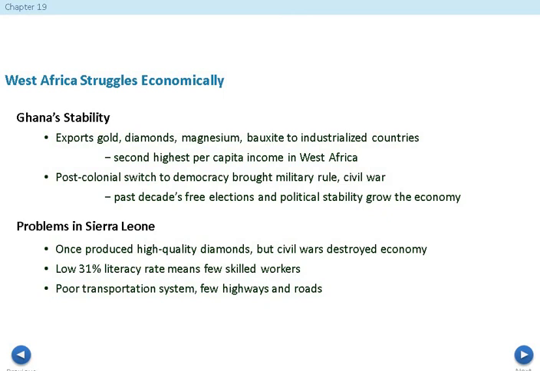Now Ghana is stable, whereas we see problems in Sierra Leone. It once produced high quality diamonds, but civil wars destroyed the economy. One thing about civil wars is that they are very damaging. People could die, be thrown in jail, or migrate and leave. So civil wars hurt the workforce, but you also have to think that if these people are involved in a civil war, then more than likely they're not going to be working and they're not going to be trading. So civil wars really do hurt the economies of countries. A low 31% literacy rate means they have few skilled workers. You also have poor transportation systems and few highways and roads.